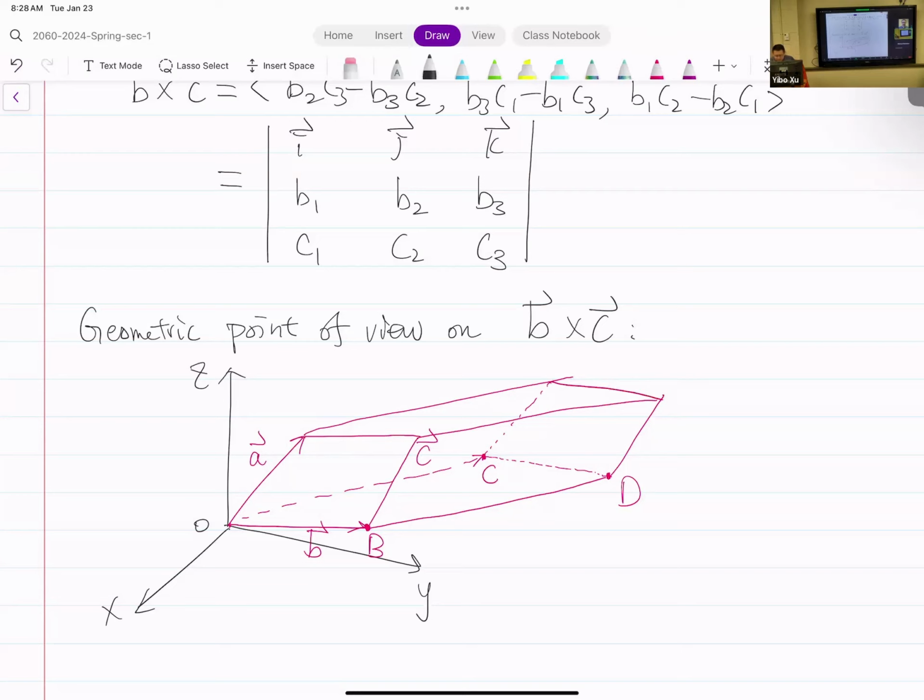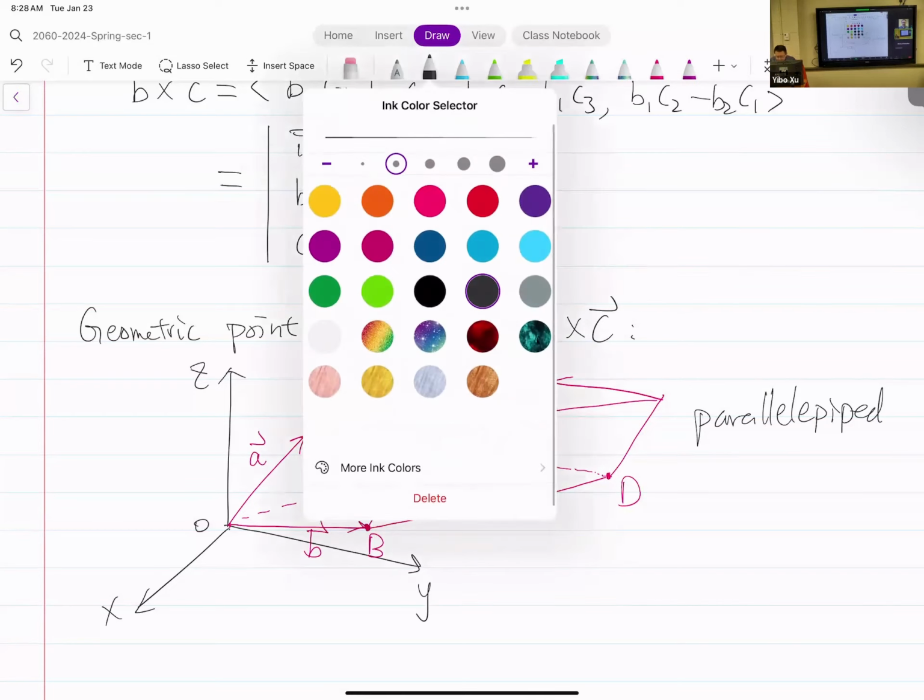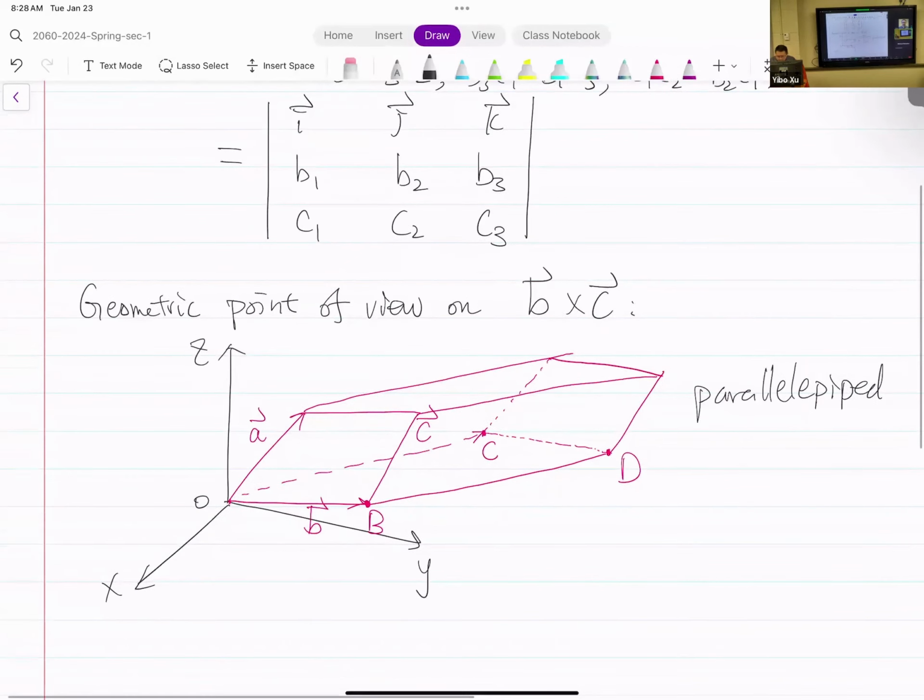Parallel pivot. So I think there's another way to read it as parallelepiped, but let's just read it as parallel pivot for my ease. Right. So basically, what do we want? We actually want the volume of this parallel pivot.